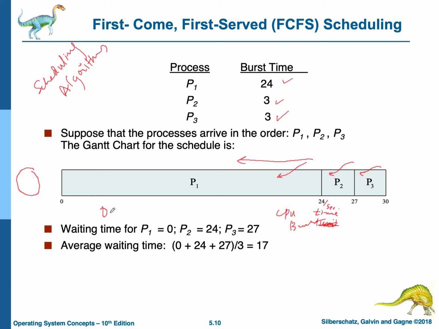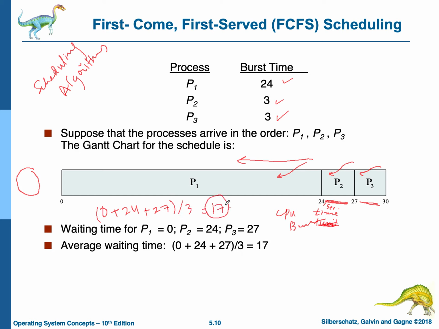It has got the allocation of the CPU. So P1 is waiting for 0 time, while P2 is waiting for 24 units of time, right? And while P3, now the length of P2 is actually 3. This needs 3 seconds to complete. So the length of P2 is 3 seconds, 3 units of time, then 24 plus 3 is 27, right? So if we add them, and if we divide them by 3, then it is 17.